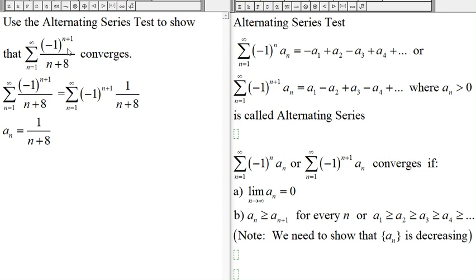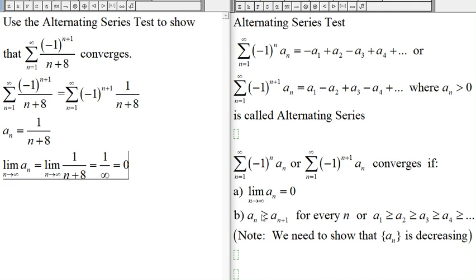So again, to show that this alternating infinite series converges, first we have to show that the limit of a sub n is equal to 0. And so right here we have the limit, and this is equal to 1 over n plus 8. We can see that this is 1 over infinity as n approaches infinity, so this is 0.